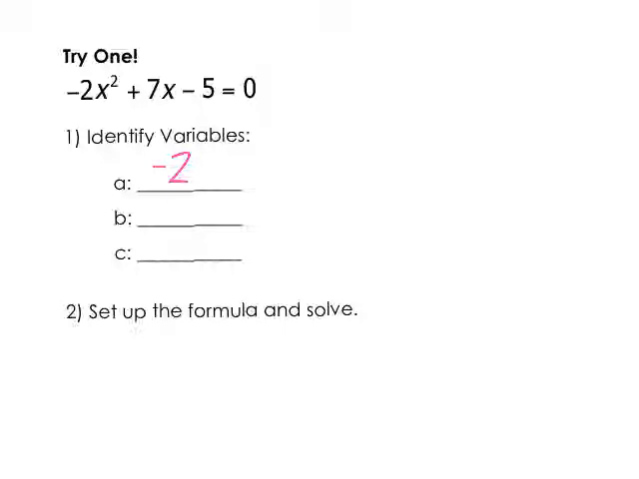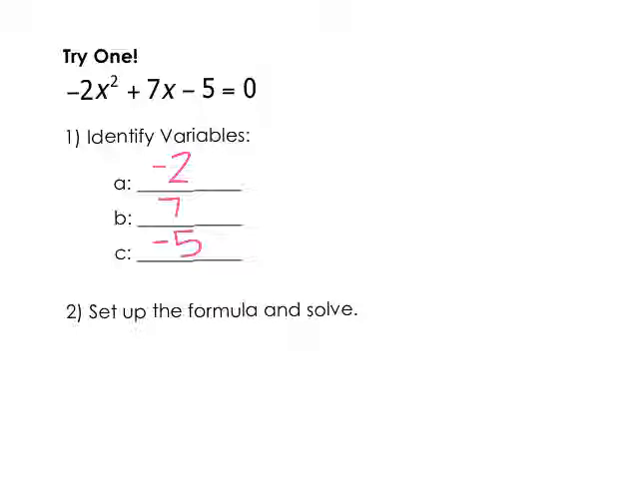All right, my B value then would be what? I'm just going to get through this last part because this is review. So B is what? 7. Good, 7. And that makes C negative 5. Make sure that negative or positive goes with the number.